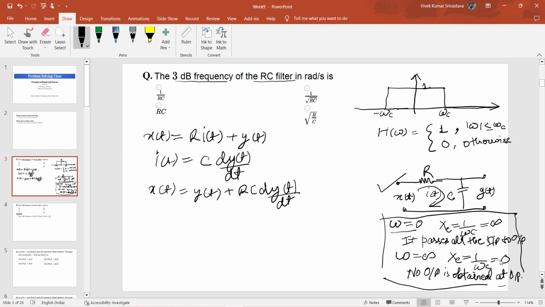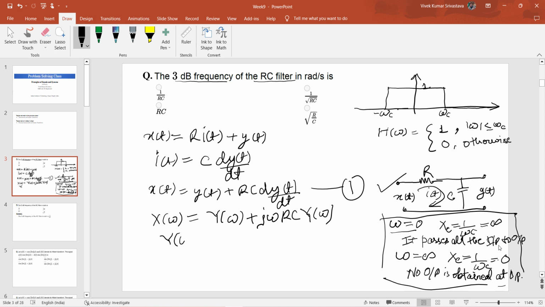Now we can take the Fourier transform of this equation. So X of omega is equal to Y of omega plus j omega RC into Y of omega. Now we can take Y of omega common in this expression and then divide it by X of omega.